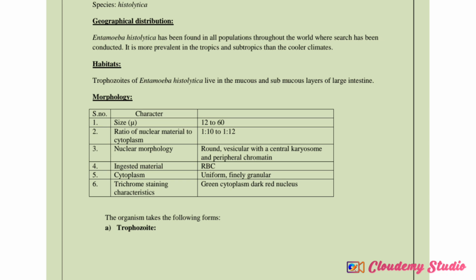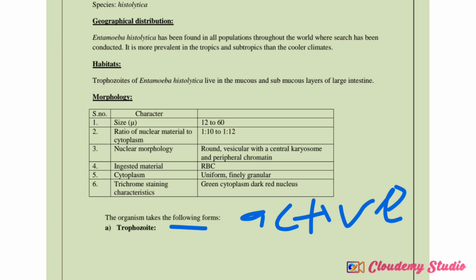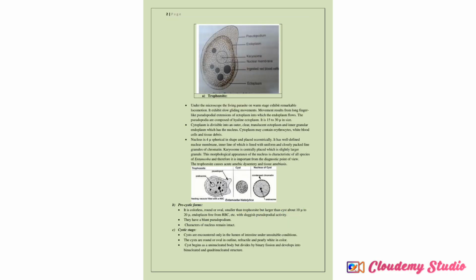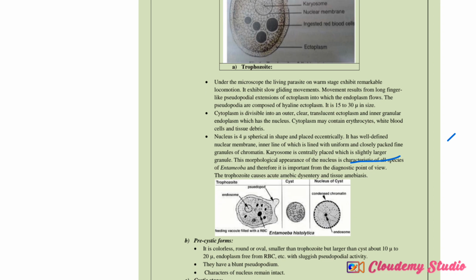Now, the trophozoite is known as the active or diagnostic stage of Entamoeba histolytica, while the cyst stage is the dormant stage of Entamoeba histolytica. So that is what the cystic stage is. Now let us talk about the characteristics of the trophozoite stage.